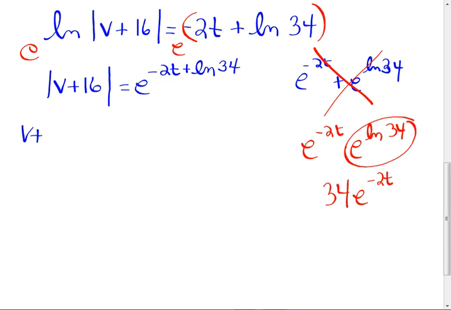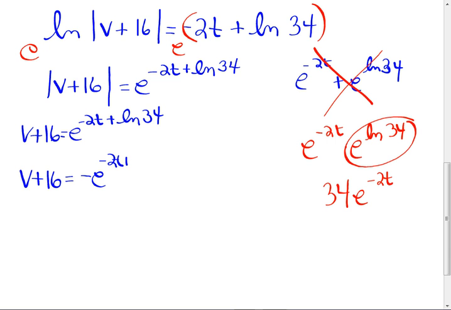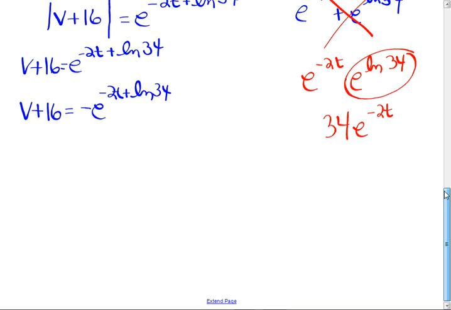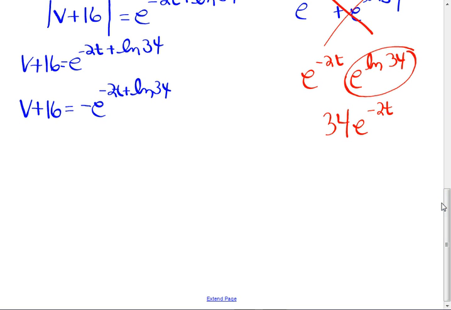So v plus 16. Now I could put in a positive e. I could do that. Or I could do v plus 16 equals a negative e, because if I take the absolute value of this negative e to the negative 2t plus the log of 34, that becomes positive. So both of these equations make that sentence true. But only one is going to work. Because if both worked, we would no longer have a what? Starts with an F. Function. So these are functions, right?